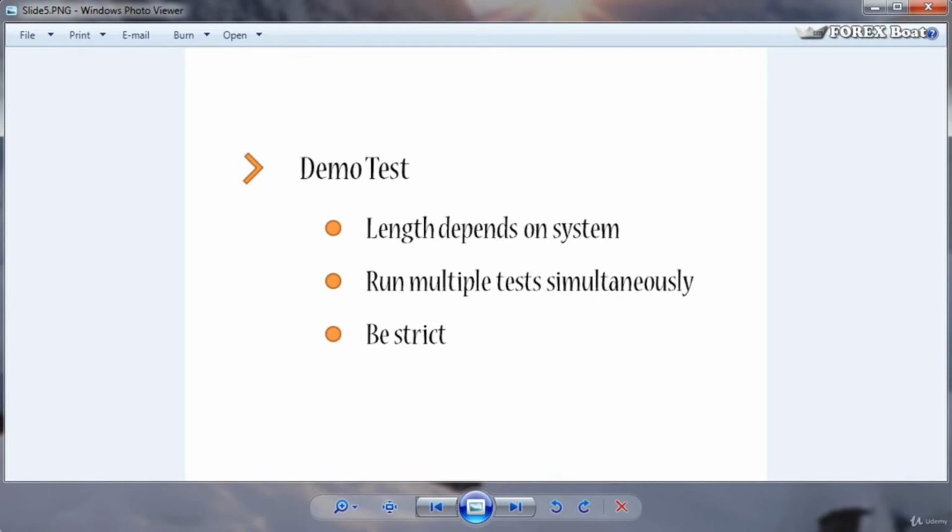So it really depends on the system, but my general advice is don't run a demo test for less than a week, because you at least want to see how your expert advisor behaves in different market conditions that occur through the daily cycle of night and day, and when markets open and close, and also how it works on different days of the week, like closer to the weekend and in the midweek and so on.